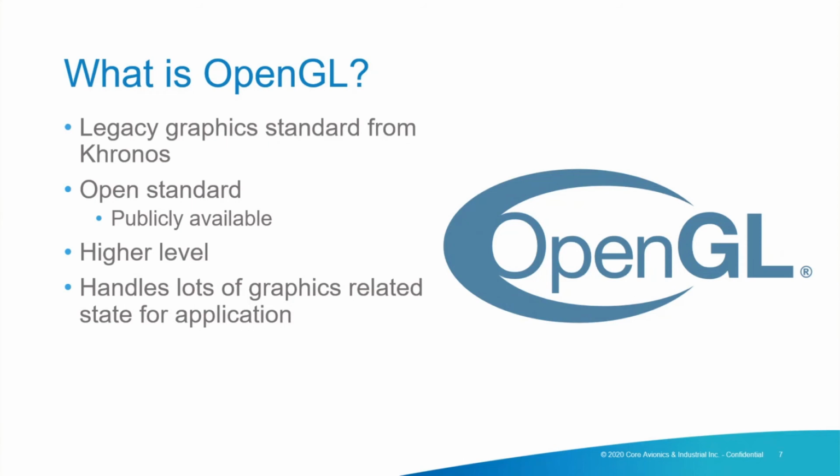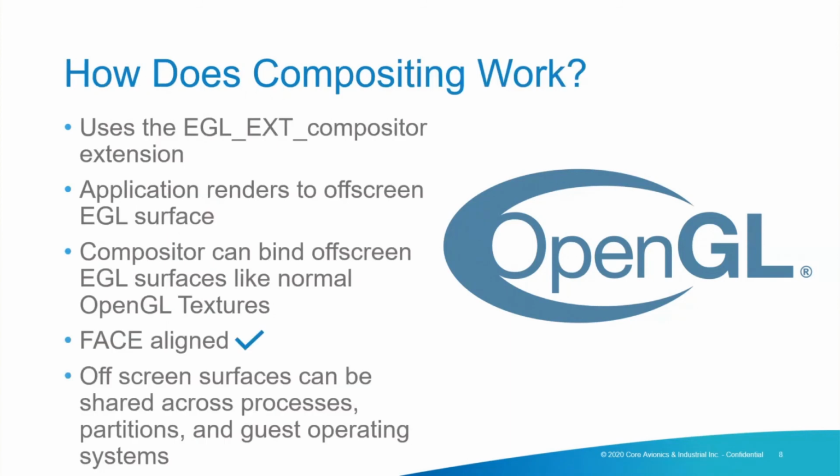The other big thing about OpenGL that makes it easier than Vulkan is it handles a lot of graphics related state for an application. So it removes some of the overhead you might have with Vulkan, whereas Vulkan allows you to set it up so the application can take the most optimal route for storing state. So compositing in OpenGL makes use of the EGL_EXT_compositor extension.